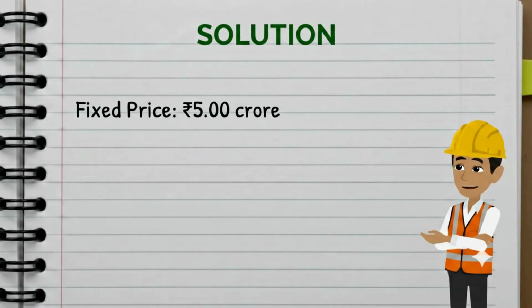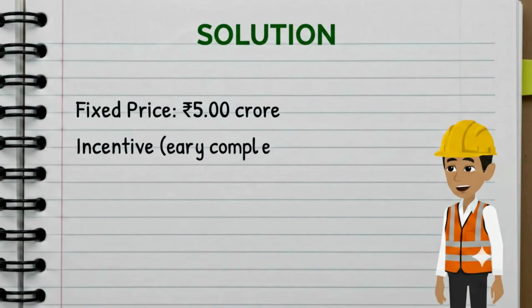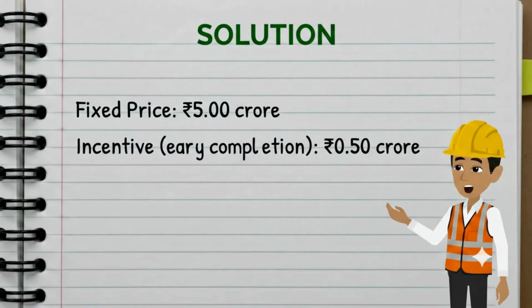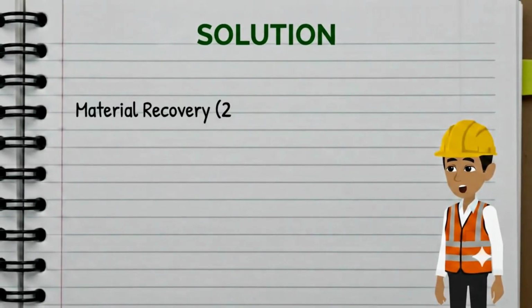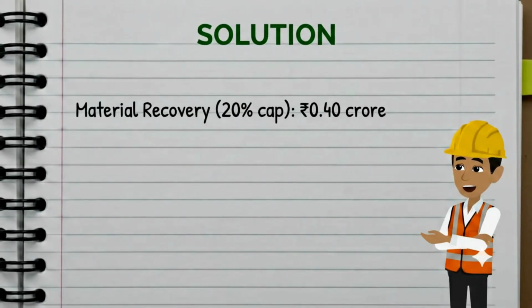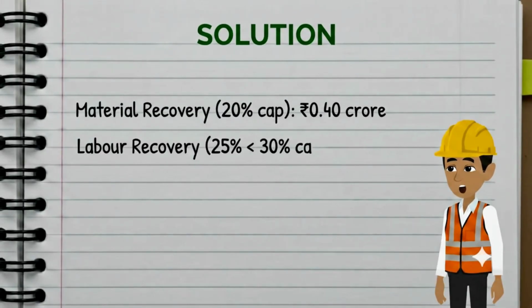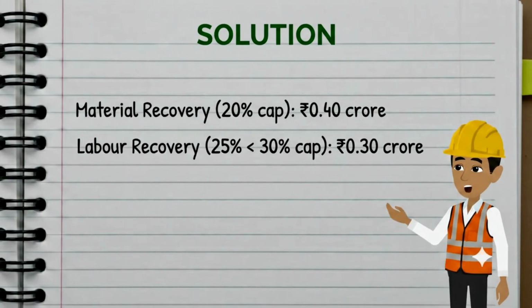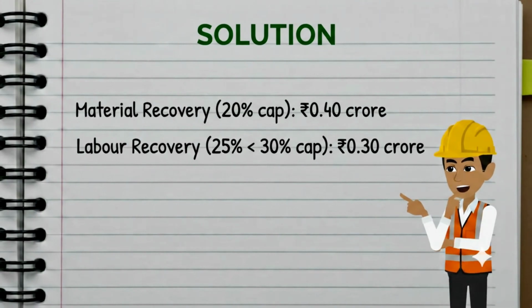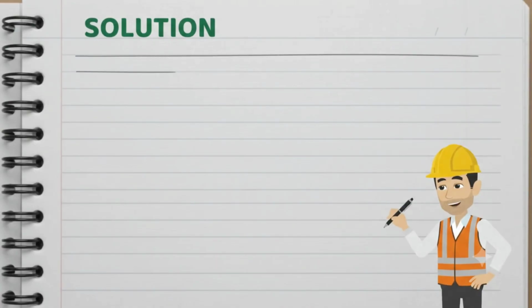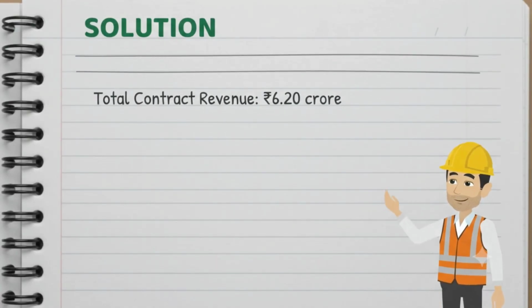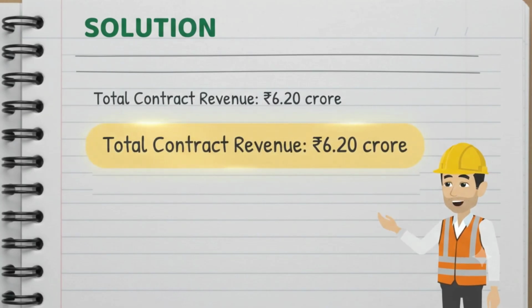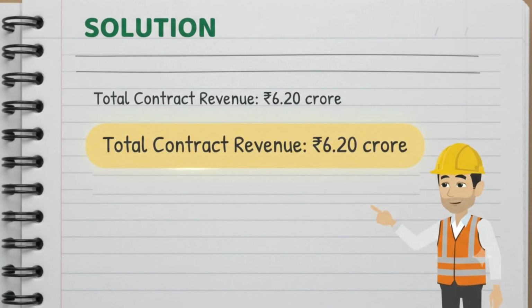We start with the fixed price 5 crore. Since the work finished in 2 years 9 months, well within the window, we add the full incentive 50 lakh. Material cost went up by 40%, but recovery is capped at 20%. Labor cost rose 25%, which is within the 30% cap, so the full 30 lakh is added. Plus 50 lakh incentive, plus 40 lakh material recovery. That gives us a total contract revenue of 6.20 crore.